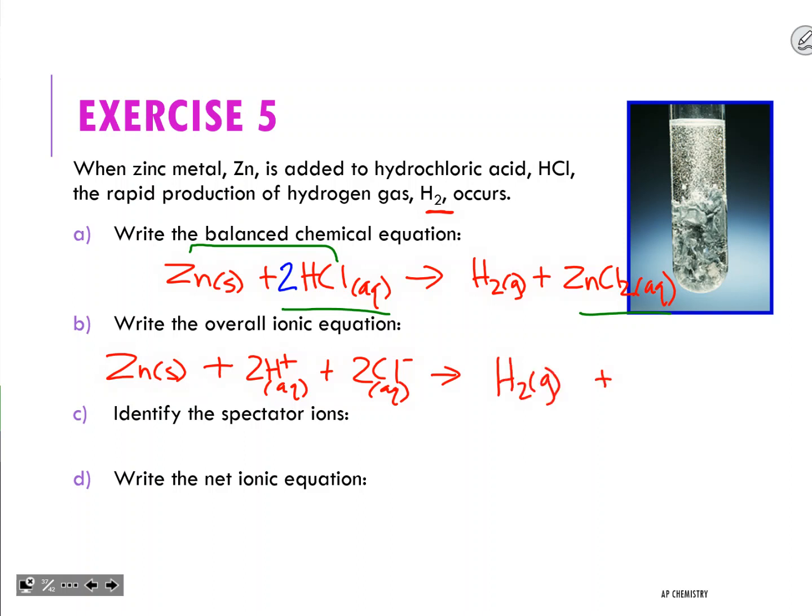Okay, and we break this apart. We get zinc. Now, what's the charge on the zinc again? 2 plus, good. That's AQ. And we get 2 chlorides out of that. Because remember, every time this breaks apart, you get 1 zinc and 2 chlorides.